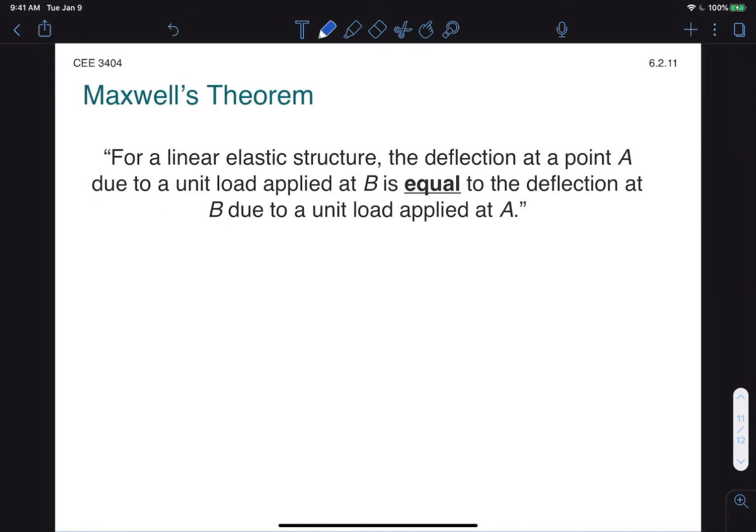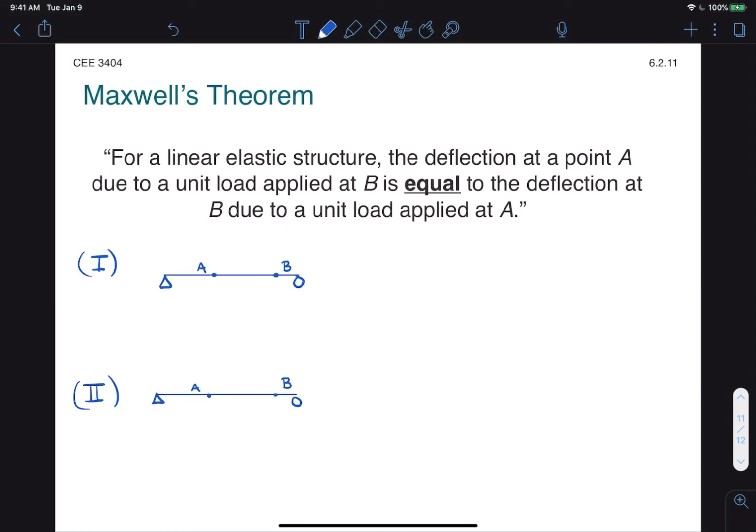So this observation that FBC and FCB are equal is explained by Maxwell's theorem. The theorem states that for a linear elastic structure, the deflection at a point A due to a unit load applied at B is equal to the deflection at B when a unit load is applied at A. Okay, so let's look at that graphically.